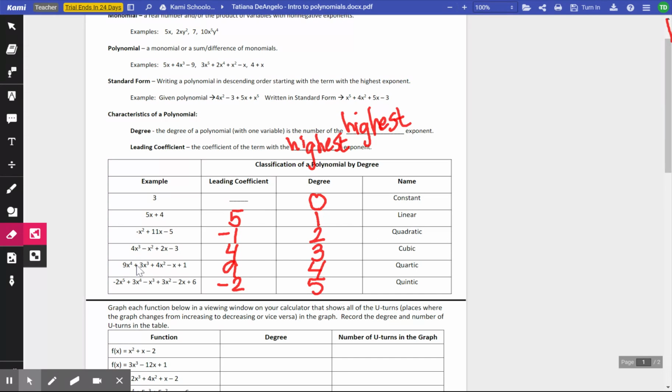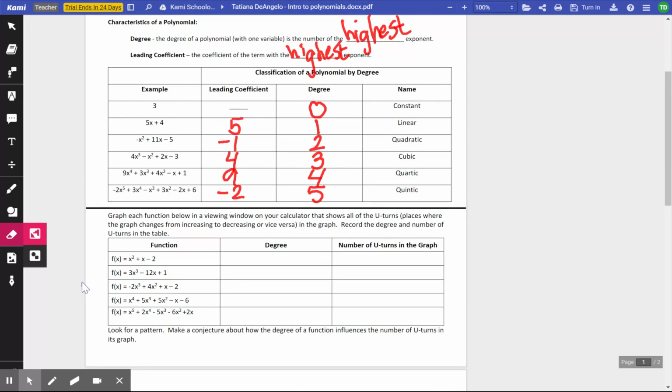4 is the highest degree, 4, 3, 2, 1, 0. 9 is what's attached to the x to the fourth. And then finally, I have 5, 4, 3, 2, 1, and 0. So that means this is negative 2x to the fifth. That's my leading term, where 5 is the degree and negative 2 is the leading coefficient.